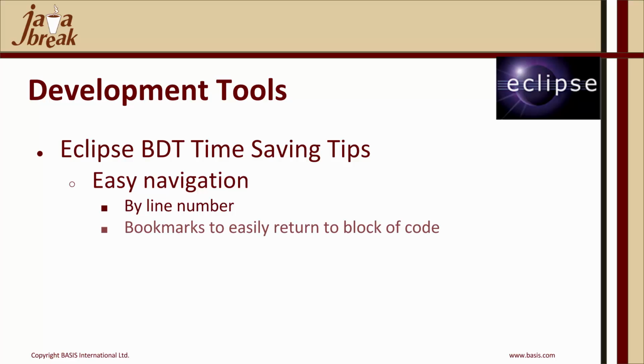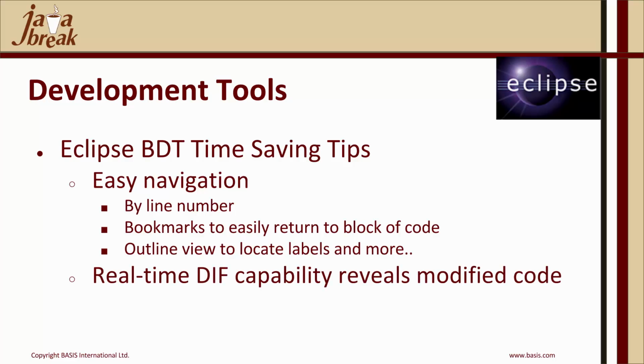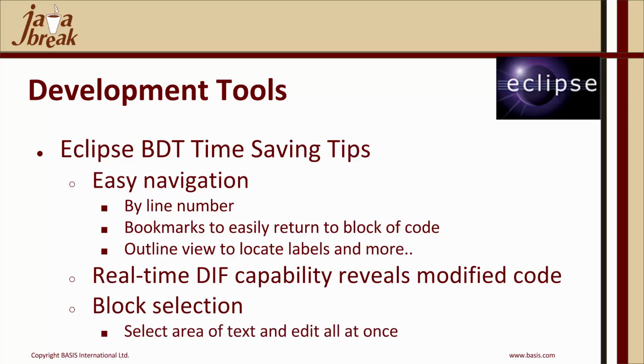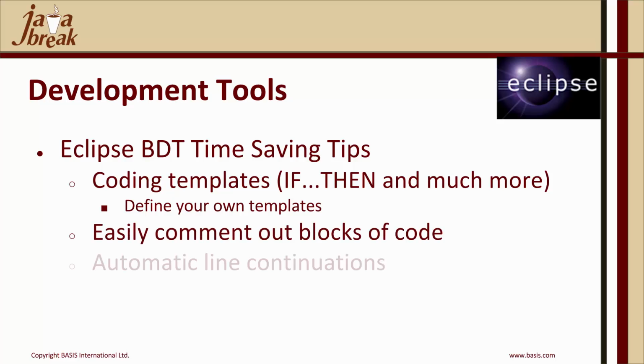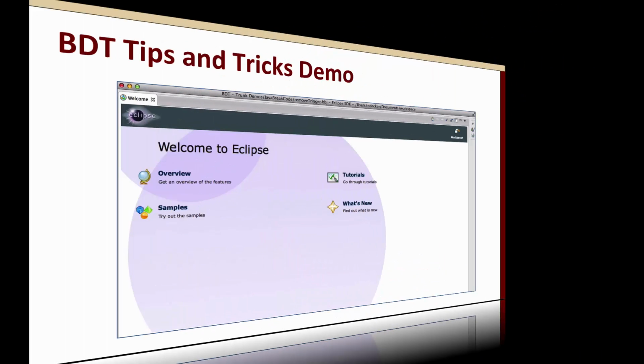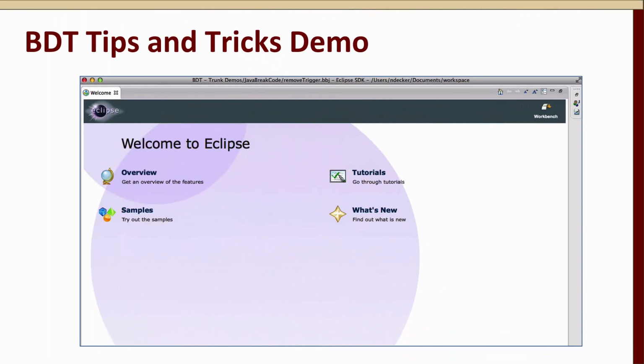Easy navigation by line number, bookmarks to easily return to a block of code, outline view to locate labels and more, real-time diff capabilities revealing the modified code or deleted code, ability to select blocks of text and edit them all at once, coding templates with an ability to define your own, an ability to easily comment out blocks of code and implement automatic line continuations. But don't just take my word for it. Let me hand off to Nick, one of the architects of the Digital Dashboard, to tell you firsthand about his experiences with the new features in the Eclipse BDT.